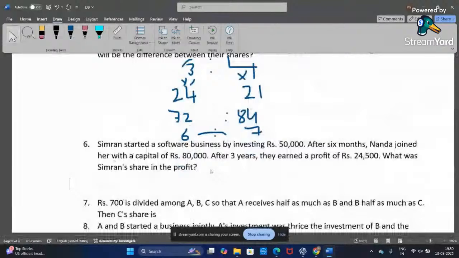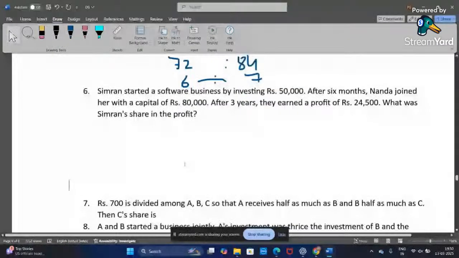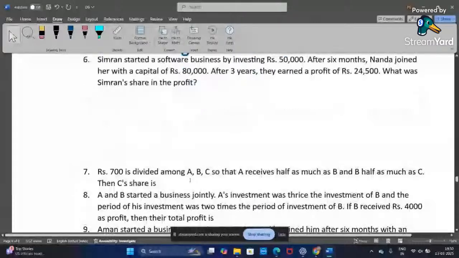This is also the same as the previous one. Solve by yourself. I'll move on to the 7th one directly.